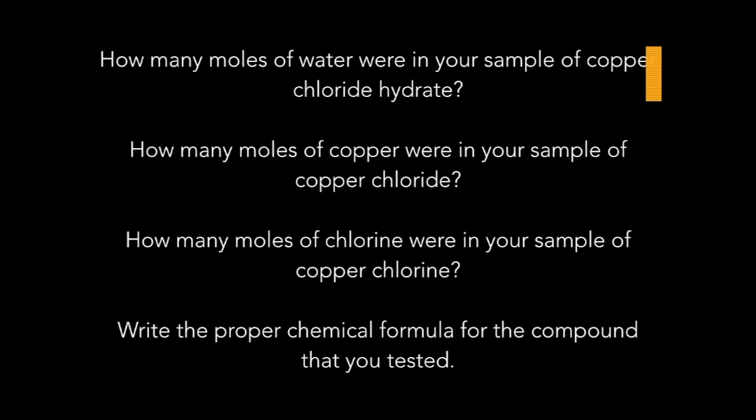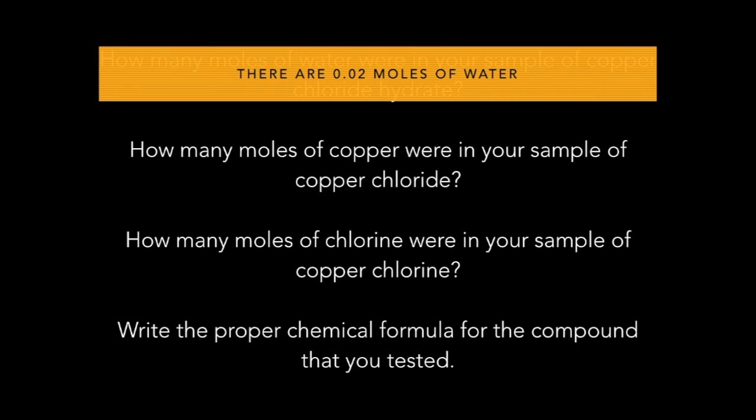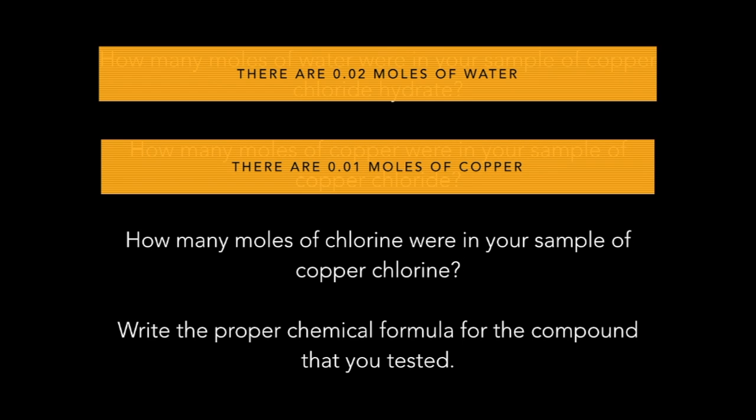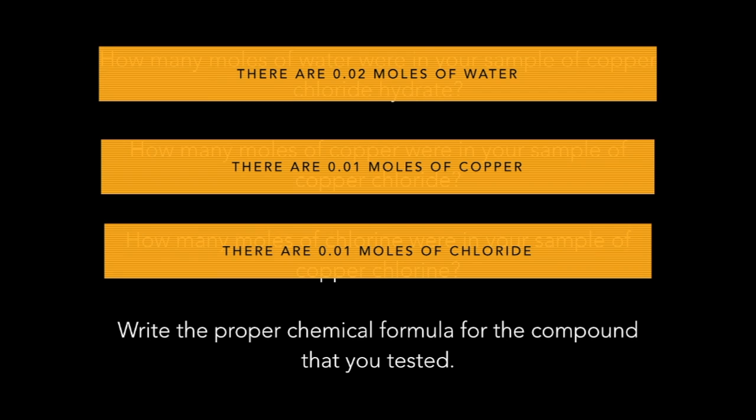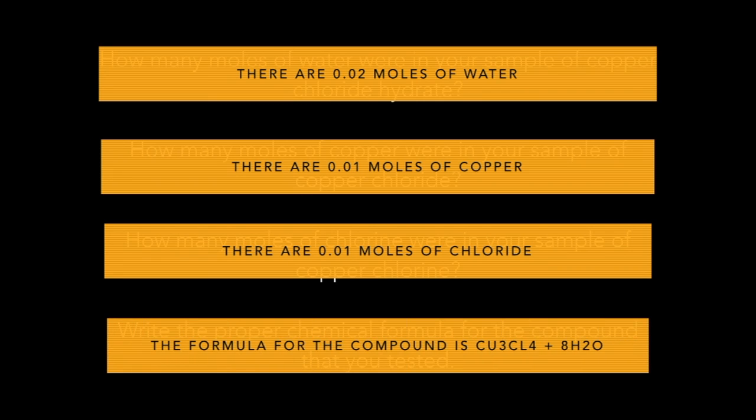Our results are as follows. There are 0.02 moles of water, there are 0.01 moles of copper, and there are 0.01 moles of chlorine. The formula for the compound is Cu3Cl4 plus 8H2O.